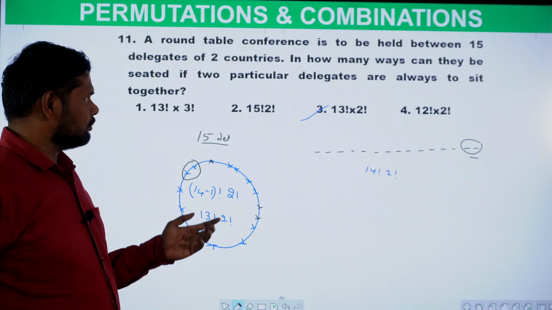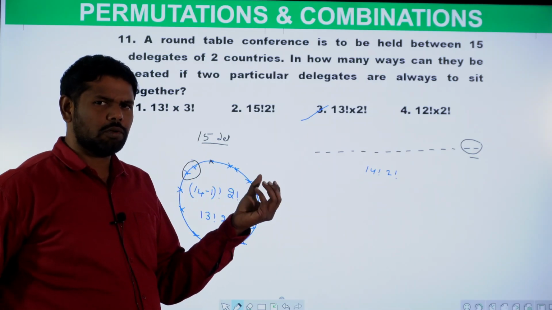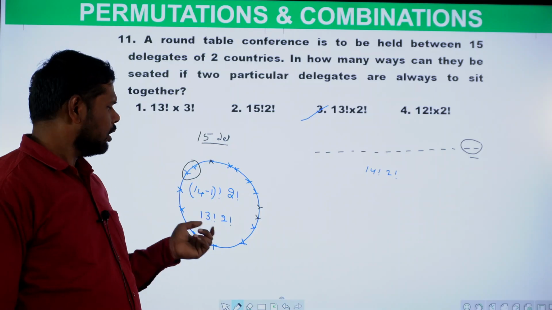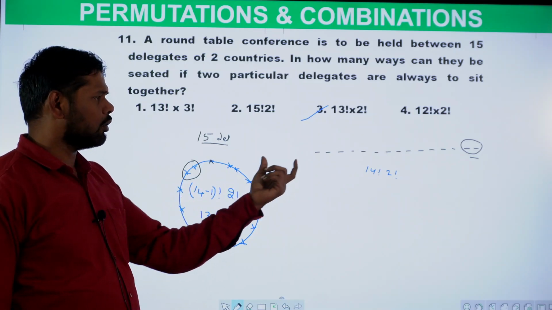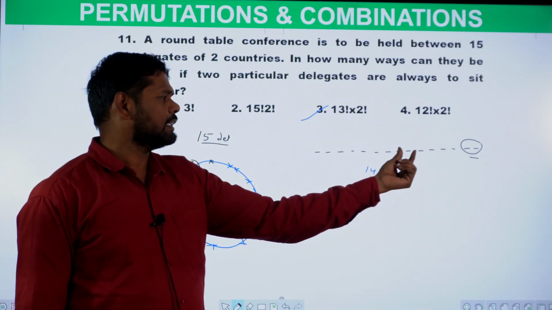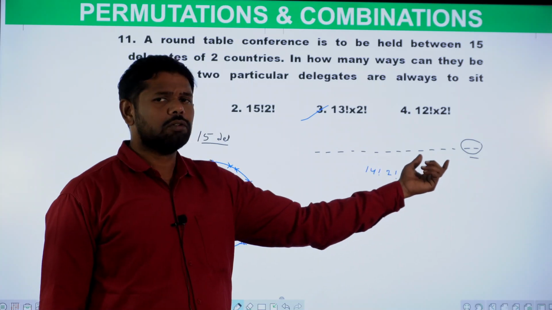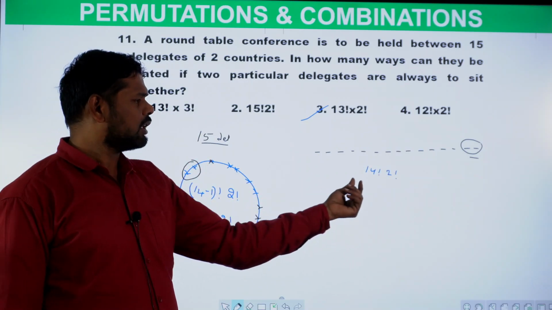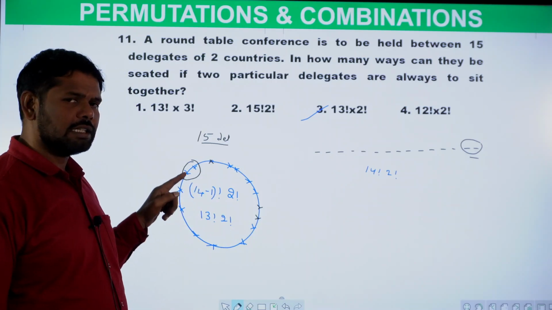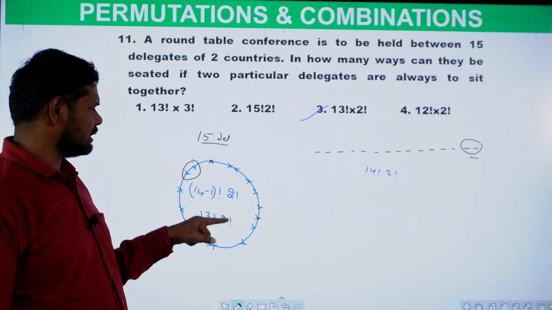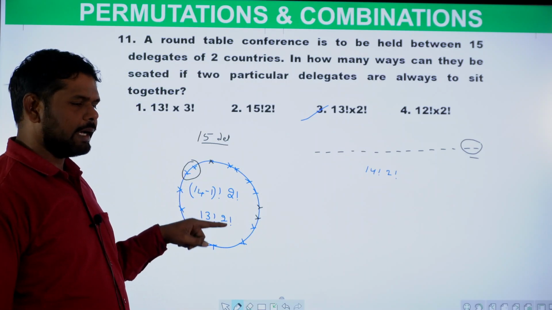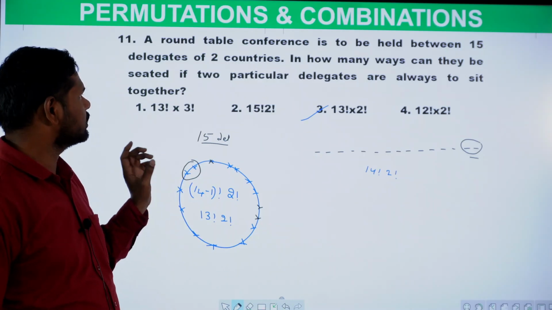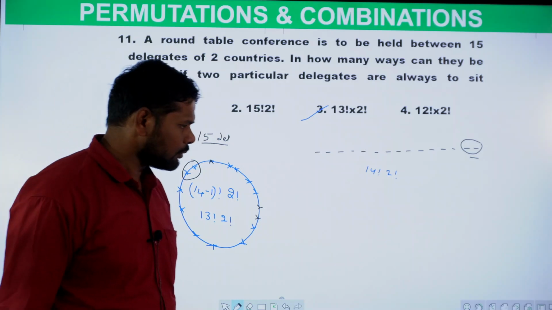The same applies in a circle: when people always come together, we go for the same basic approach. In a row, we make those 2 a group, and with the remaining ones that is 14 units, so 14 factorial into 2 factorial. Similarly here, 14 members can be arranged in a circle in 13 factorial ways only, because it is a circle, and those 2 shuffle themselves in 2 factorial ways. That's why 13 factorial into 2 factorial. This is the answer. Right? Next one.